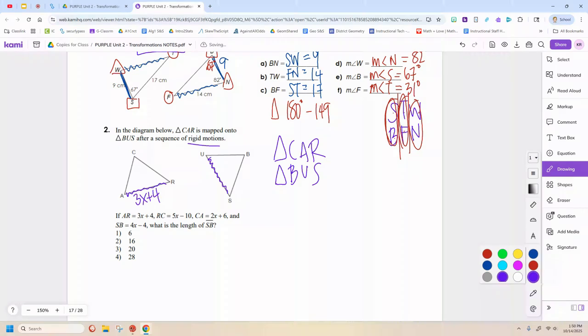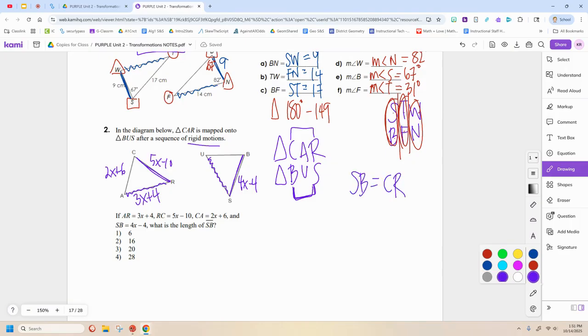Okay, RC is 5x minus 10. Now I keep labeling these pictures. CA is 2x plus 6. And then SB is 4x minus 4. Wait, what's the length of SB? SB, ooh, SB, BS, has to be the same as CR. So SB is corresponding and congruent to CR based on this. So I can write SB equals CR.